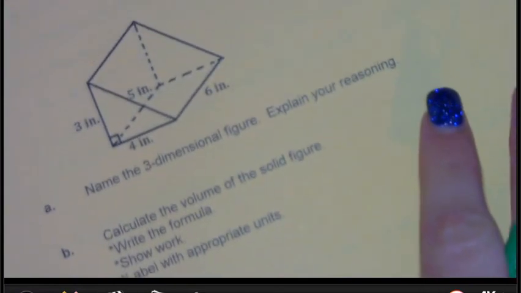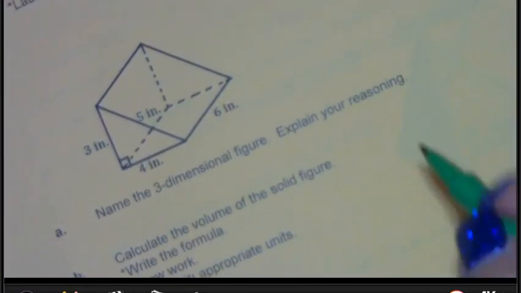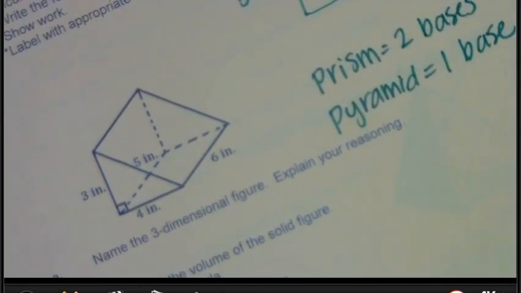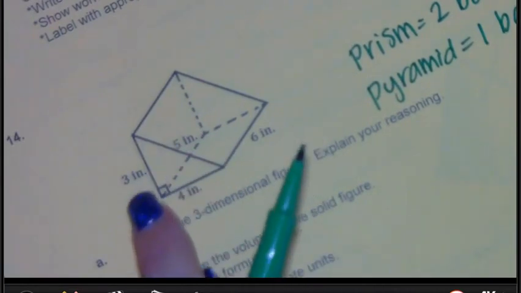All right, looking at number 14. Name the three-dimensional figure and explain your reasoning. Okay, so here's where we need to understand. A prism has 2 bases. A pyramid has 1 base. So I want to start seeing what shapes.